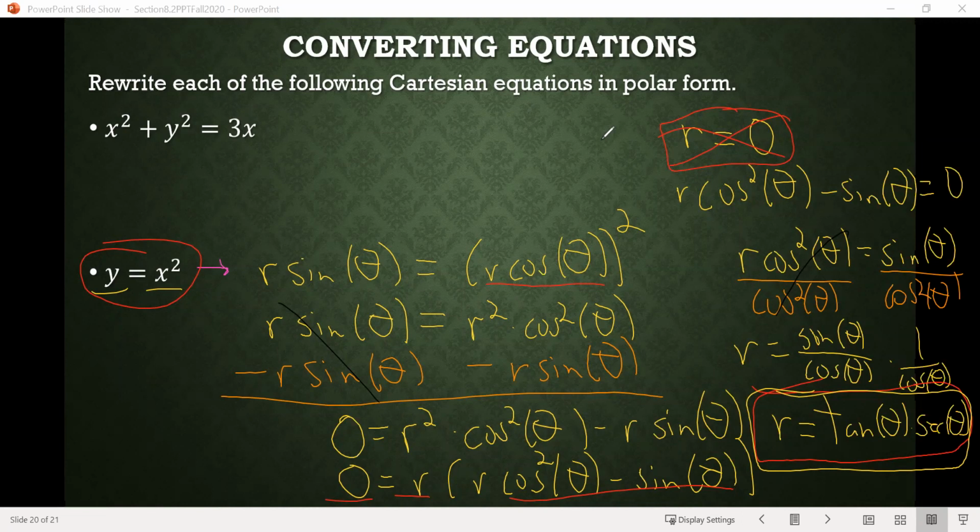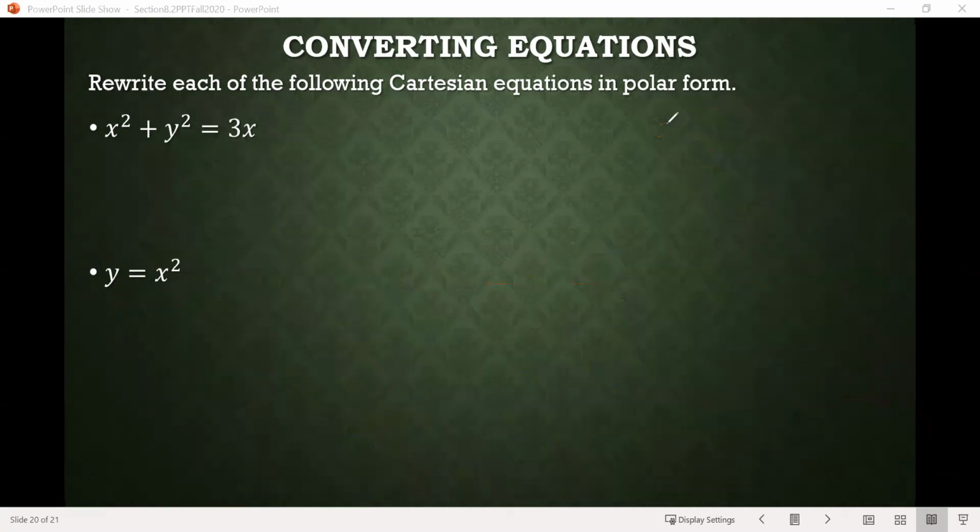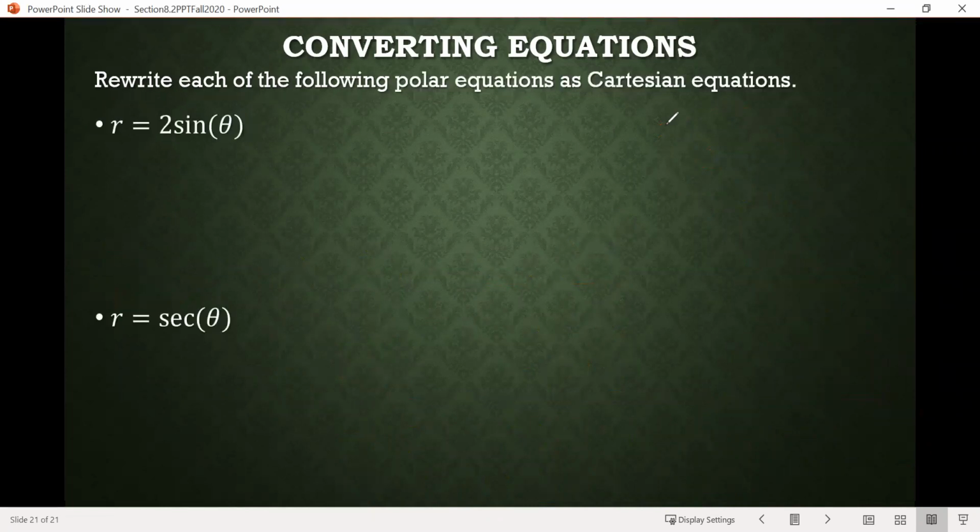Okay, so that's converting from Cartesian to polar. Now let's look at going the opposite way, from polar to Cartesian. And I would say with these types of equations, really our main goal is to get rid of the r's and thetas, because often the equations we'll end up with will be really hard to solve for x or y individually. So let's look at how we would do this.